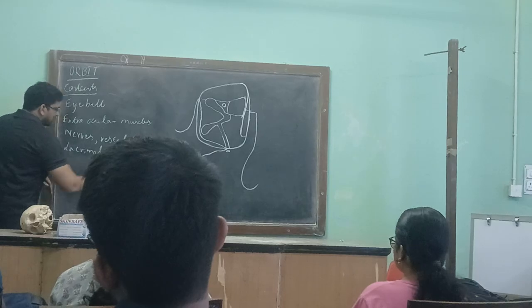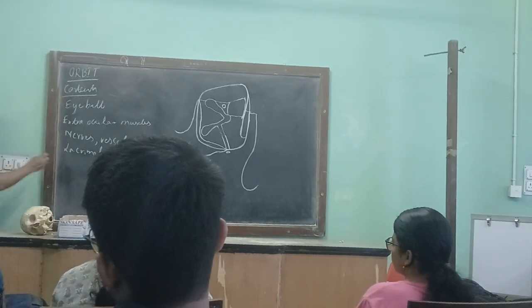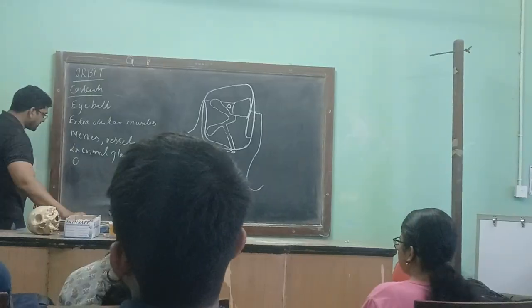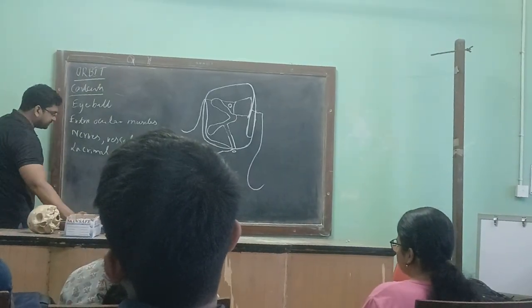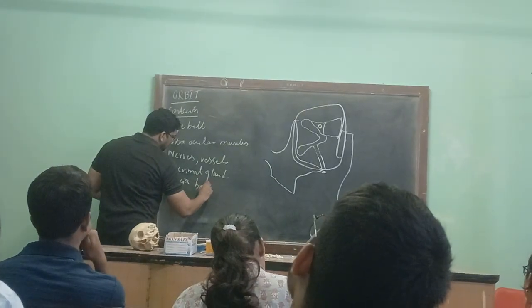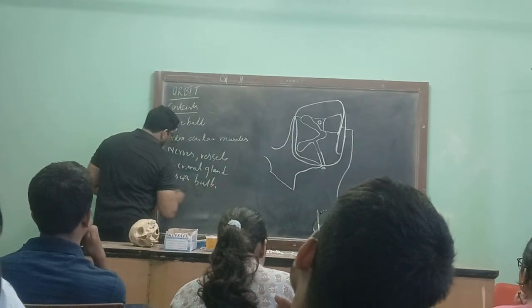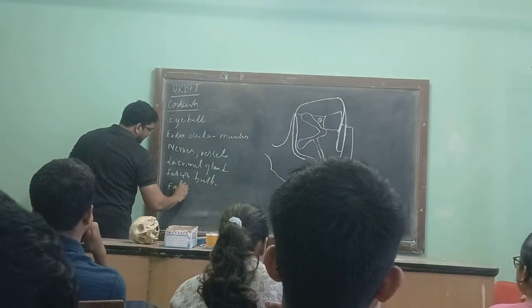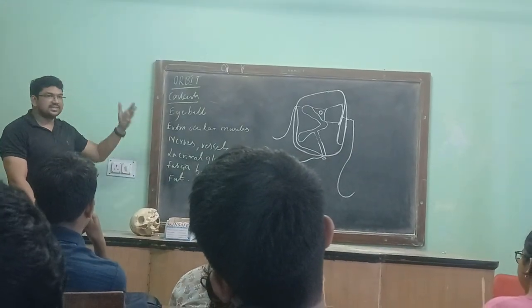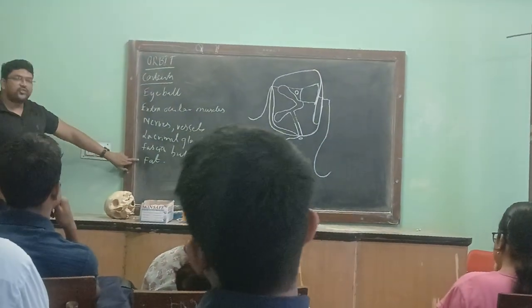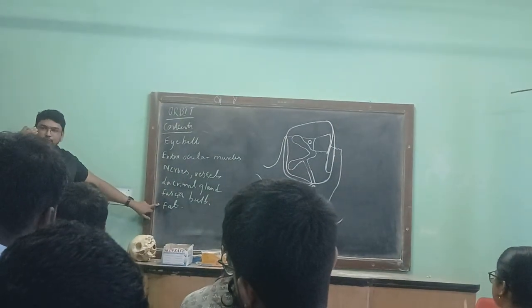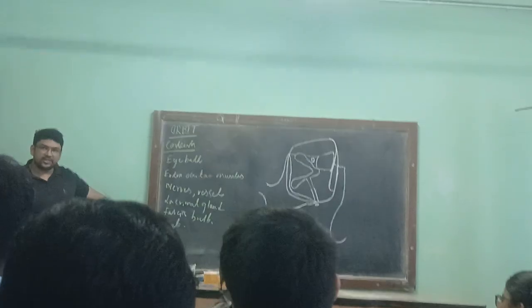First of all, the lacrimal gland. Any other thing? Fascia bulbi. We'll discuss this a little later. Fascia bulbi, and then followed by orbital fat. Why is this fat important? We'll discuss that a little later. There is fat behind the eyeball, which is called the retrobulbar fat or orbital fat.